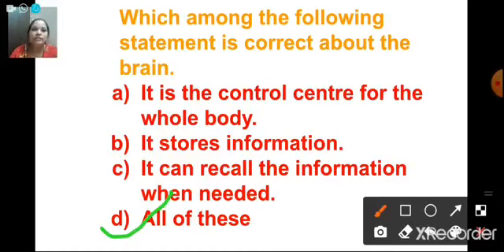All of this. The brain controls everything that goes on in our body, right? It stores the information and you can recall the information whenever it is needed, and that is called as memory. So, all the above statements are correct about the brain.